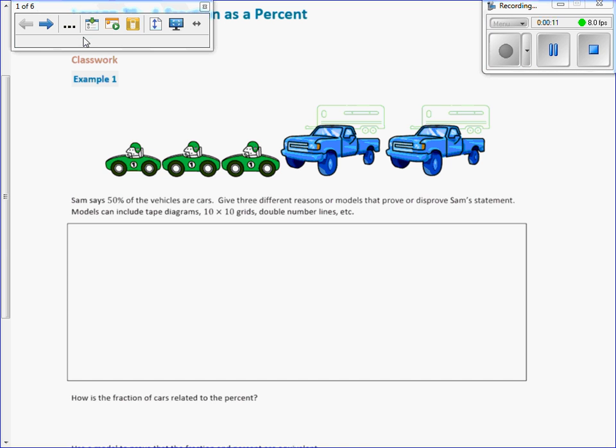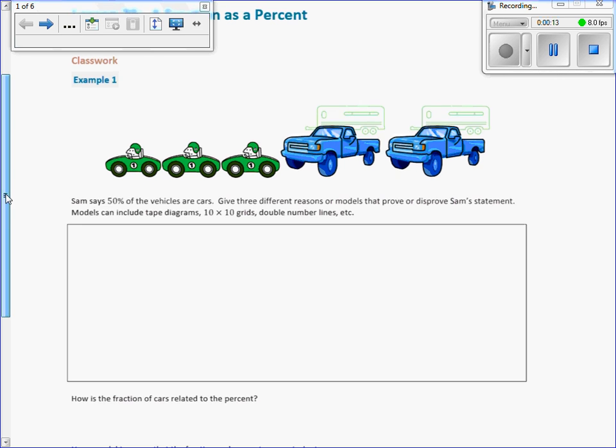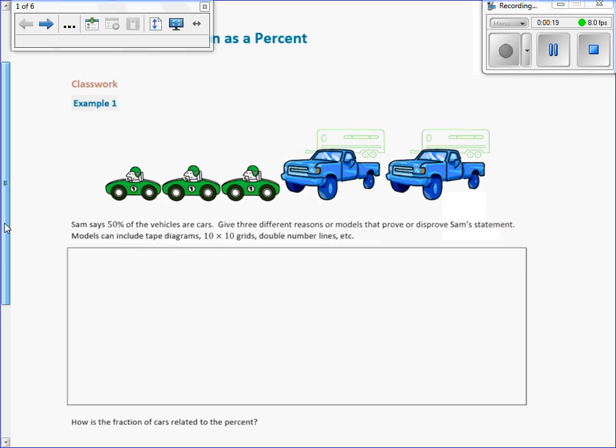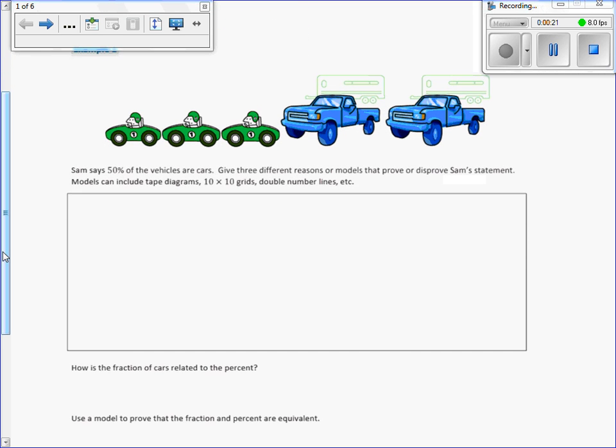Okay, so let me go to full screen here and let's take a look. This is lesson 25, a fraction as a percent. Example 1. Here is a diagram. I don't know why there are trailers in the background there, but let's just ignore those. So let's pretend those are not there. They're not going to be counted as a vehicle. Okay. So we have 3 cars and 2 trucks.